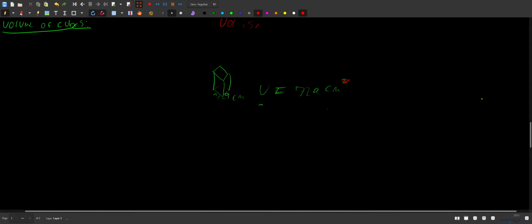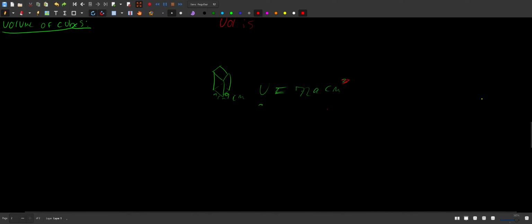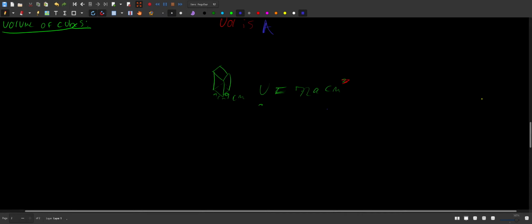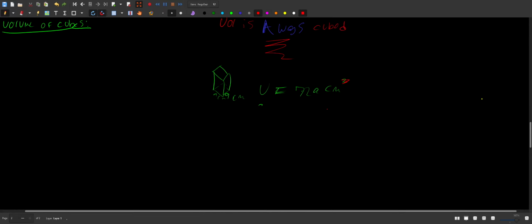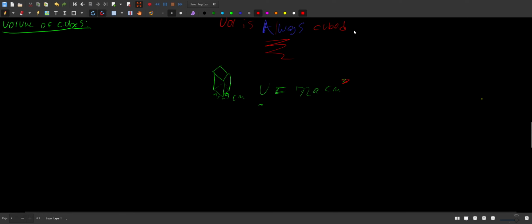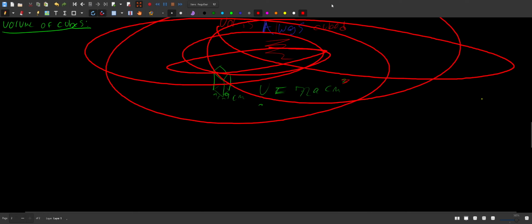Volume is always, actually, let's put a different color for always. Always. Some interesting handwriting we got going on today. So yeah, volume is always cubed. We want to make sure it's always cubed. Let's see. What else? So that's a cube.